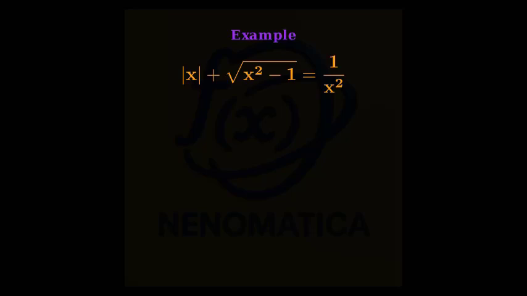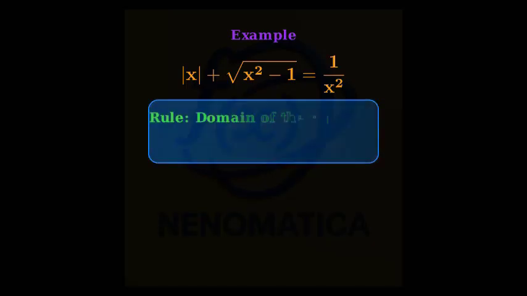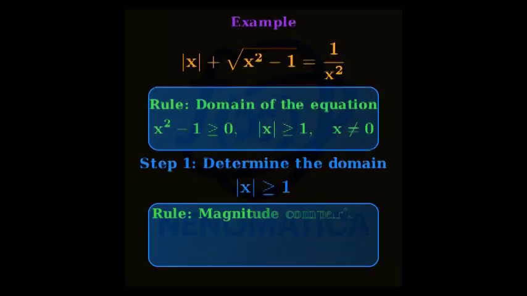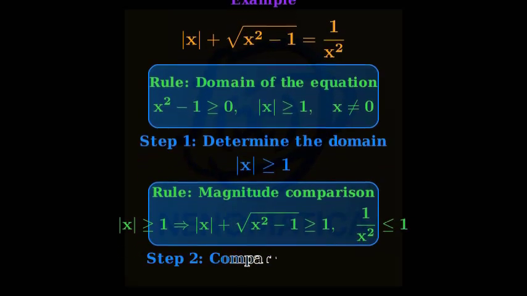Step 1. Determine the domain. Because we have a square root, the radicand must be non-negative and the denominator forbids x equals 0. Write the domain box. Then record the domain set. Step 2. Compare magnitudes on both sides over the domain. On the left, absolute x plus a square root is at least 1. On the right, 1 over x squared is at most 1 when absolute x is at least 1. Show the comparison rule. Now write the inequalities.